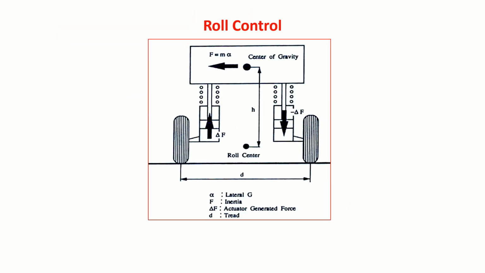Okay, how air suspension works. Now you understand this, how roll control is done in this case. You know, there is a roll center, and of course you have the centrifugal force. Then this whole thing is going to roll like this. So you need to create an anti-roll effect.